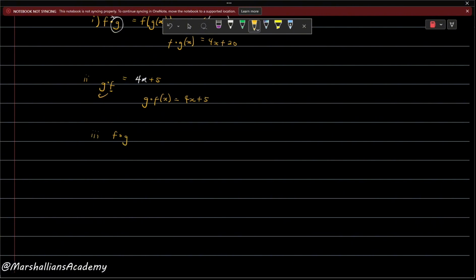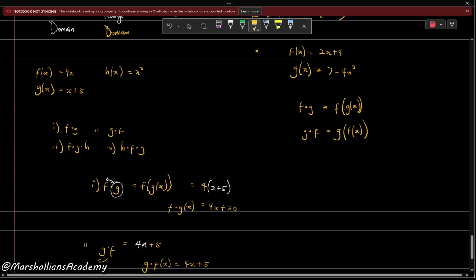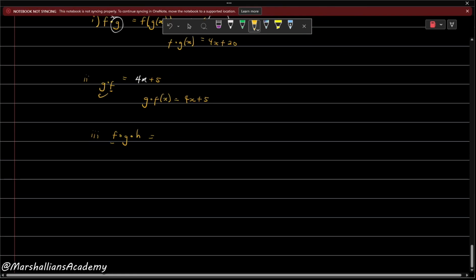F of g of h. Let's start from the very exterior function f. Basically, it means there is an h function inside the g function, and there is this g function inside the f function. So we start from the very exterior function first. Function f. And what is function f? 4x. Very good.